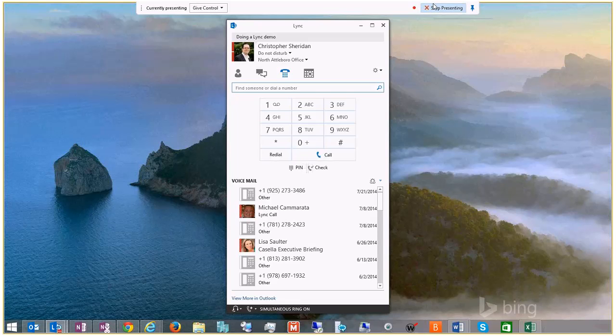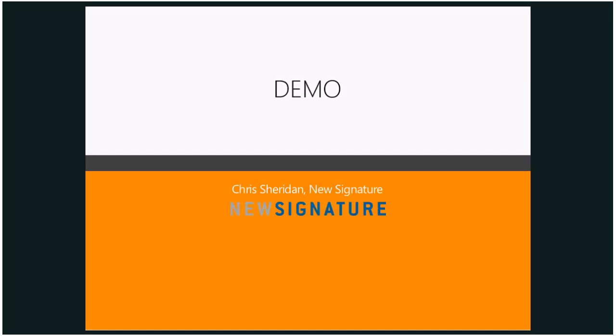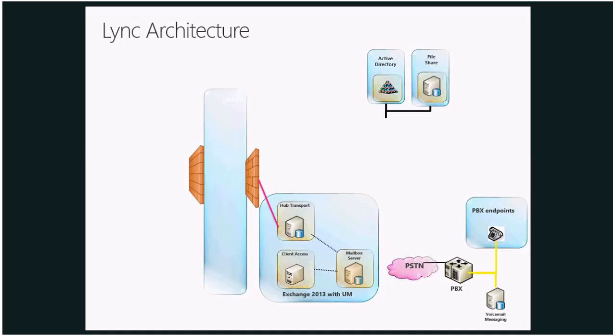Okay, so now we're going to swap back and we're going to finish up real quick with a little bit of architecture. Again, this was much more geared around the usability, but I do want to spend just a brief moment talking about the architecture and what Lync looks like. So when we talk about Lync in your system, we're going to talk about it on-prem. You can run Lync in Office 365.